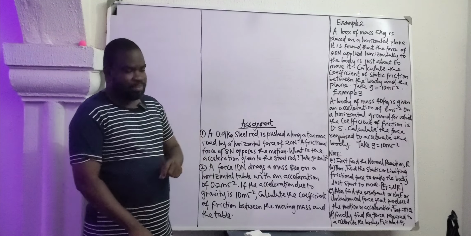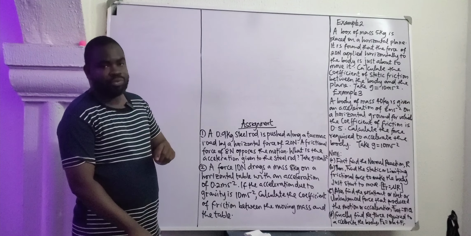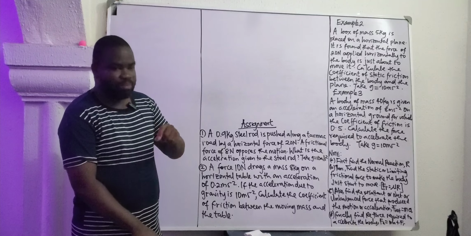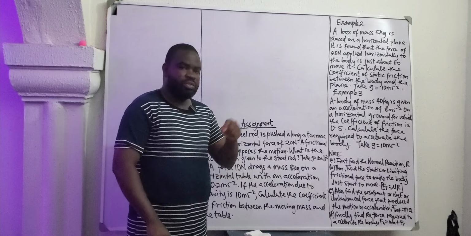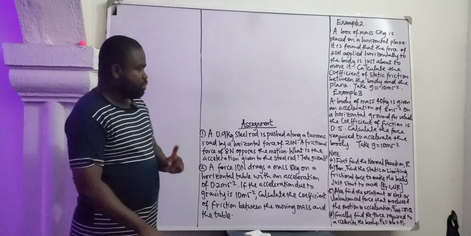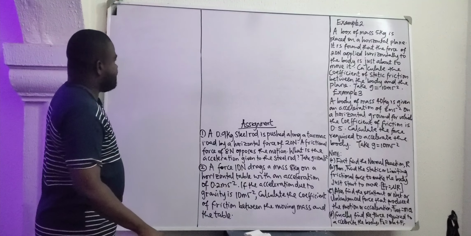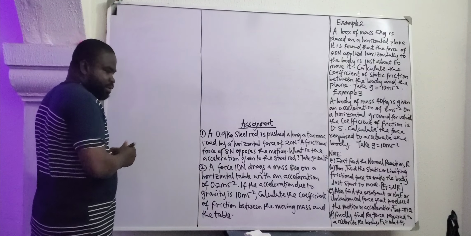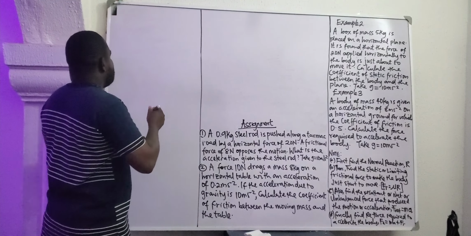So in dynamic or sliding friction, we are going to talk about the acceleration of the body, and we're going to talk about the resultant force that produces the acceleration or the motion of the body. So I want you to take note of that. Let me recap using some of the formula we established in the last class.